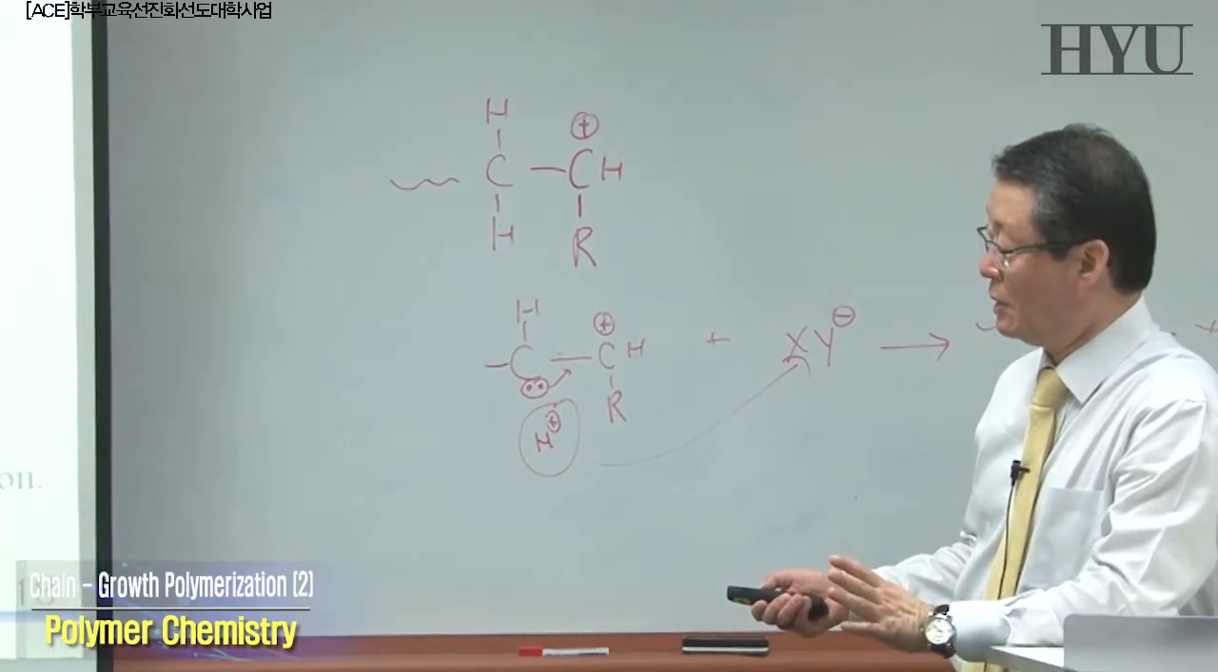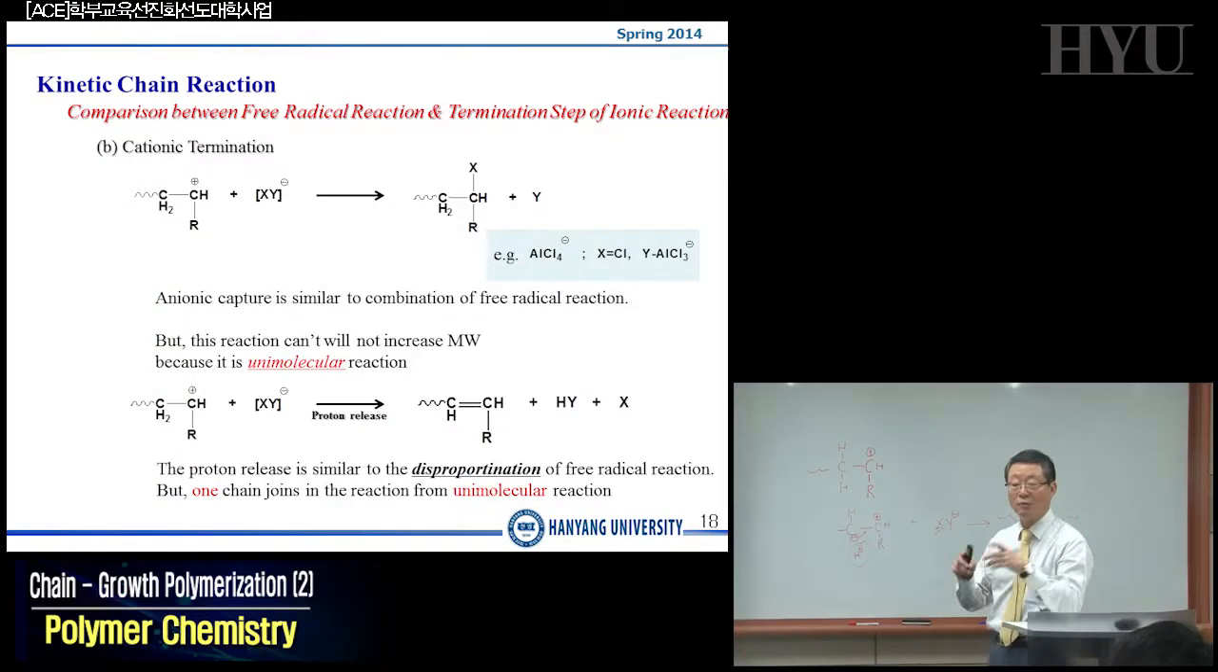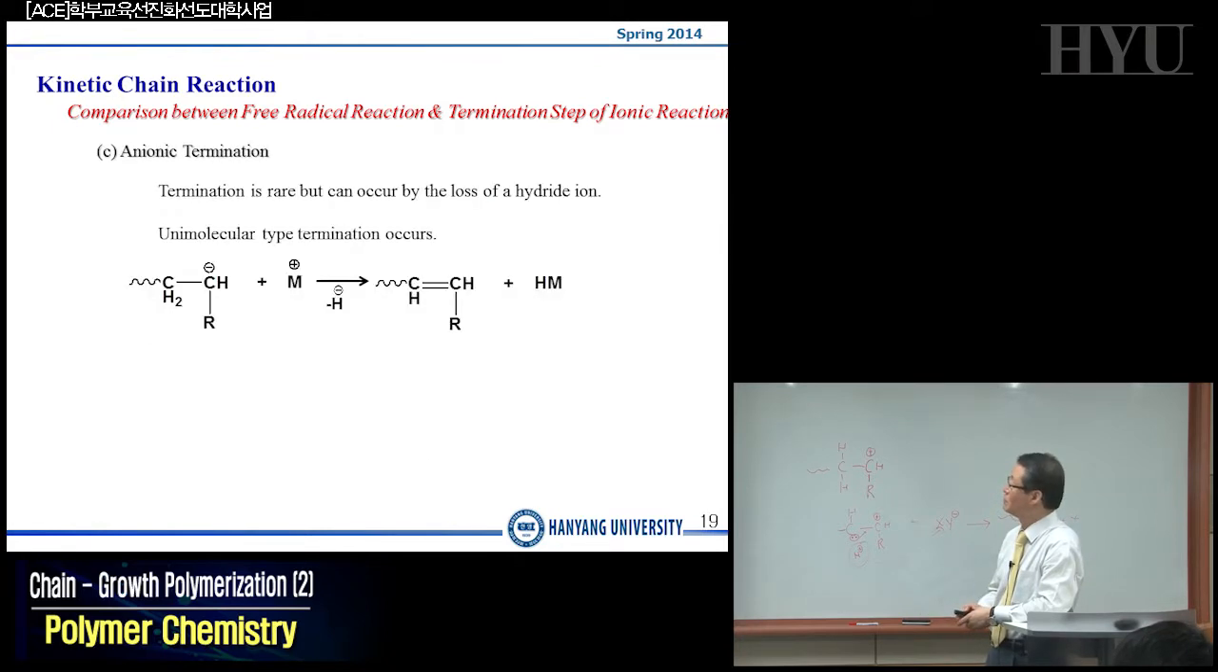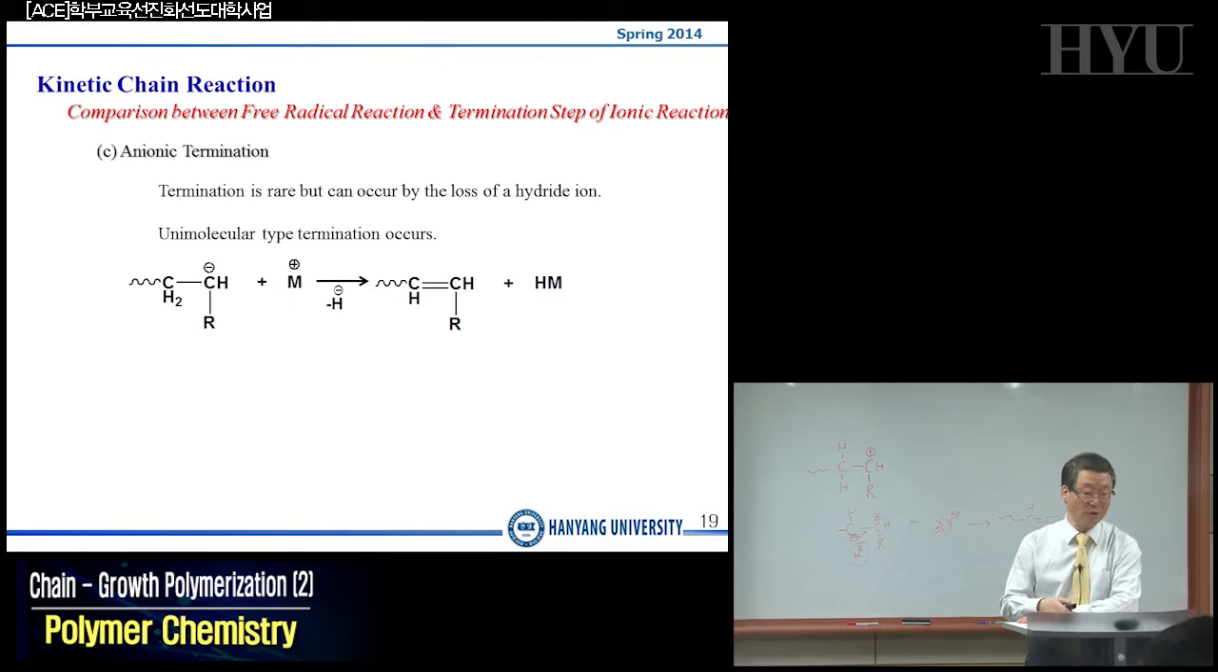But in this case as well, you have a unimolecular reaction because we have only one molecule involved in the termination reaction mode by the disproportionation in this case. Anionic termination is about the same. So you have one molecule, and hydrides are eliminated from here to form the double bond. And one of the metal, the carbocation will be reacting with the hydride to form the hydride metals. Anyway, you have one molecule, so this is also called the unimolecular reactions.